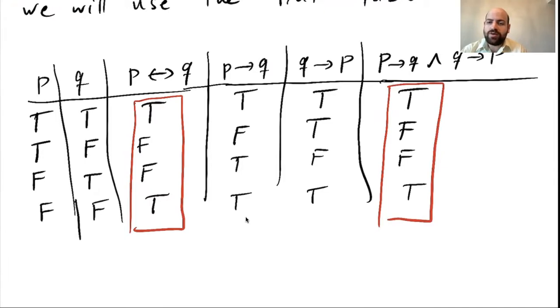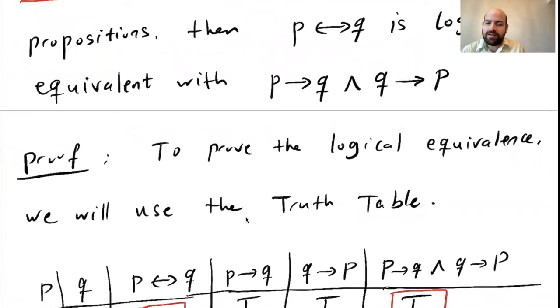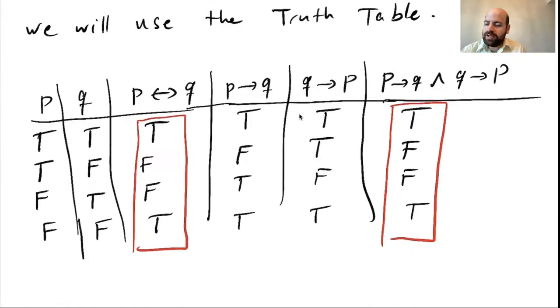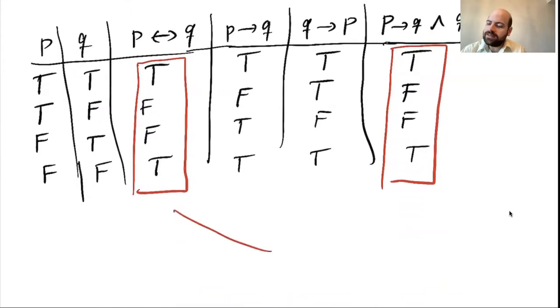So again, why these two columns, not some other two columns? Because this is what the question is asking from me. The proposition is asking me to prove the logical equivalence of, again, look at the question, this statement and this statement. So I have to look at the column corresponding to this statement and the column corresponding to this statement. Are they exactly the same in each row? Yes, in the first row, they're both true. Second row, both false. Third row, both false. Last row, both true. So these are exactly the same.